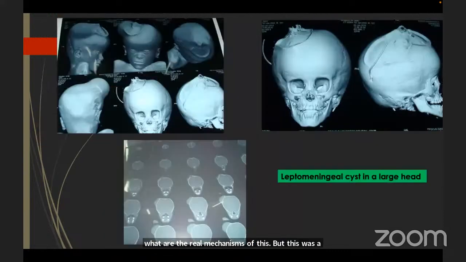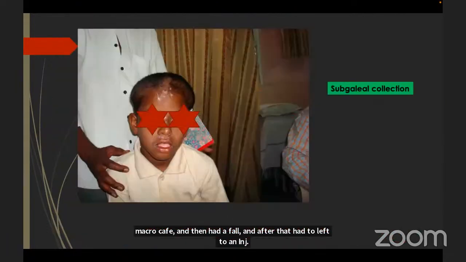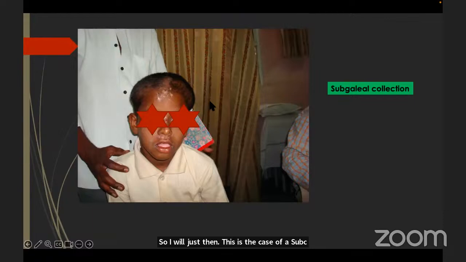I still don't know the real mechanisms of this, but this was a case which we encountered. Now, this is a leptomeningeal cyst. This was a case of macrocephaly who had a fall, and after that had a leptomeningeal cyst. And this is a case of a subgaleal collection. It can happen like this, post-trauma.